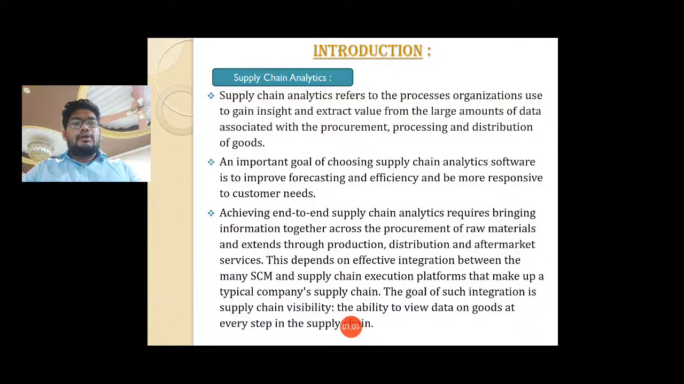This depends on effective integration between the many SCM and supply chain execution platforms that make up a typical company's supply chain. The goal of such integration is supply chain visibility, the ability to view data on goods at every step in the supply chain.